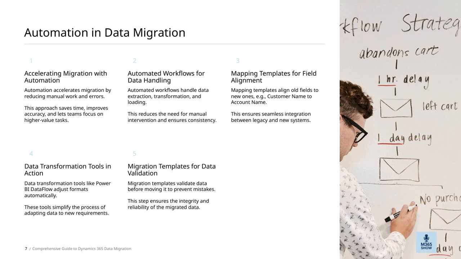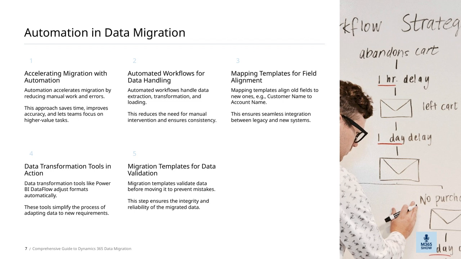Let's take a look at how automation plays a crucial role in data migration. First, migration templates are used to validate data before it's moved. This step is essential because it helps prevent mistakes and ensures the integrity and reliability of the data once it's migrated. Essentially, these templates act as a quality check before any data moves to the new system. Next, we have data transformation tools like Power Query Dataflows. These tools automatically adjust data formats, making it much easier to adapt data to meet new system requirements without manual rework. It simplifies what can often be a complex process.